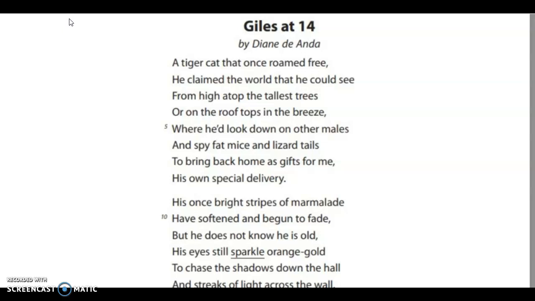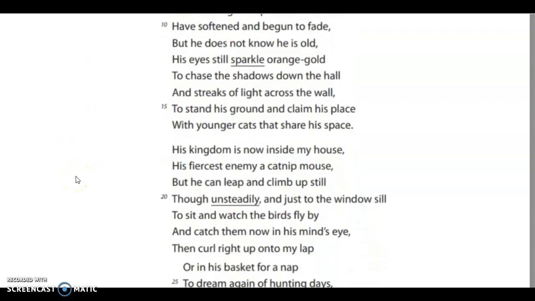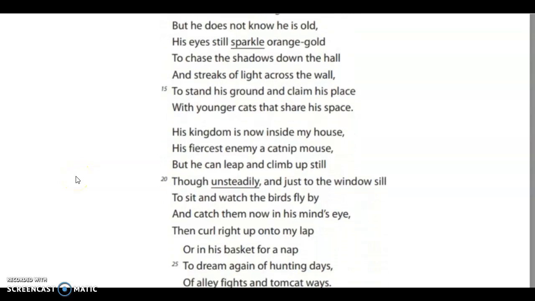His once bright stripes of marmalade have softened and begun to fade. He does not know he is old, his eyes still sparkle orange and gold, to chase the shadows down the hall and streaks of light across the wall, to stand his ground and claim his place with younger cats that share his space. His kingdom is now inside my house, his fiercey enemy a catnip mouse.